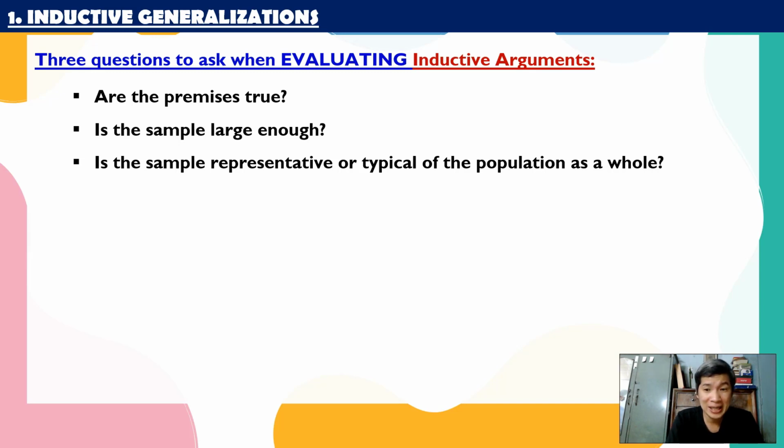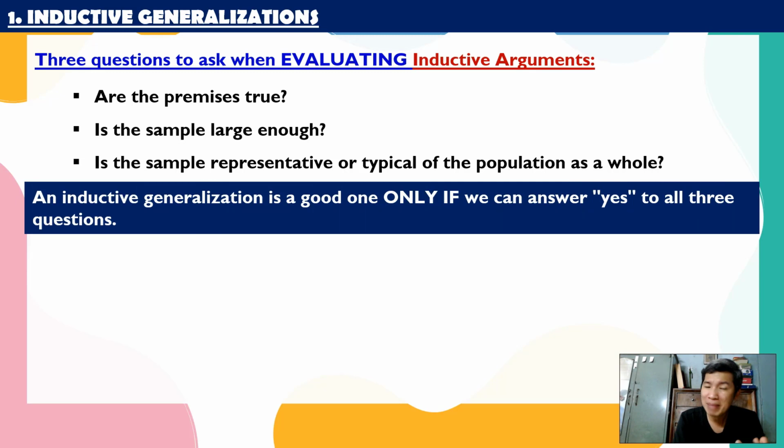The tool is important, right? You use the tool to make something, and if there are faults in the tool, of course the product is not perfect. It's not as you expect. And remember, for this one, an inductive generalization is good only if we can answer yes to all the questions. Then it is considered a good inductive generalization.